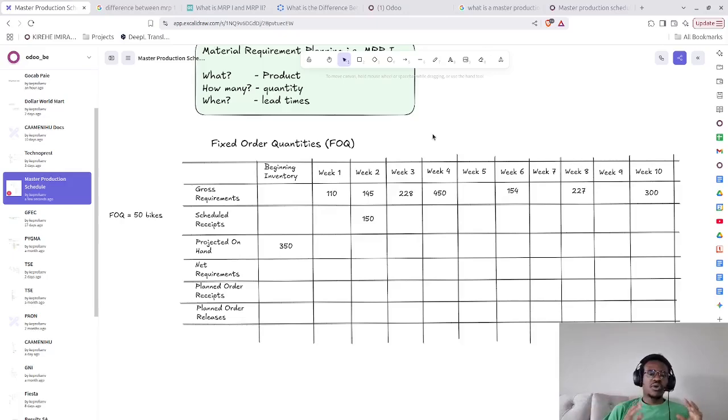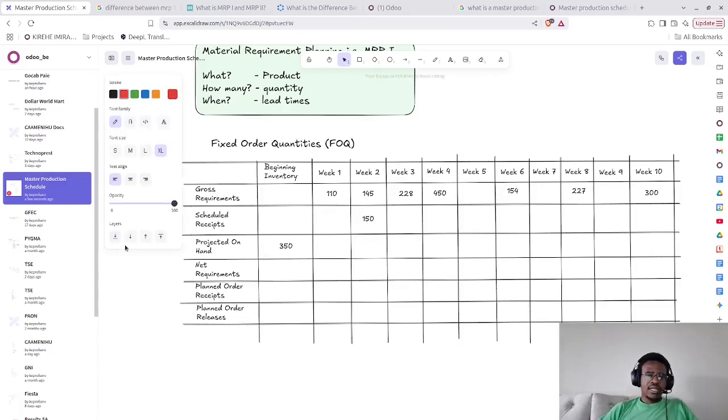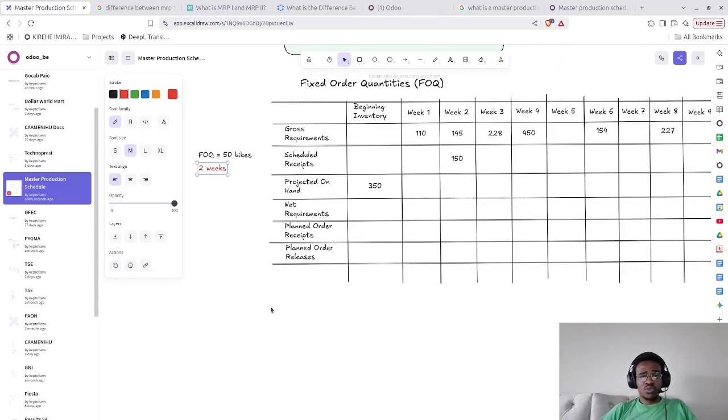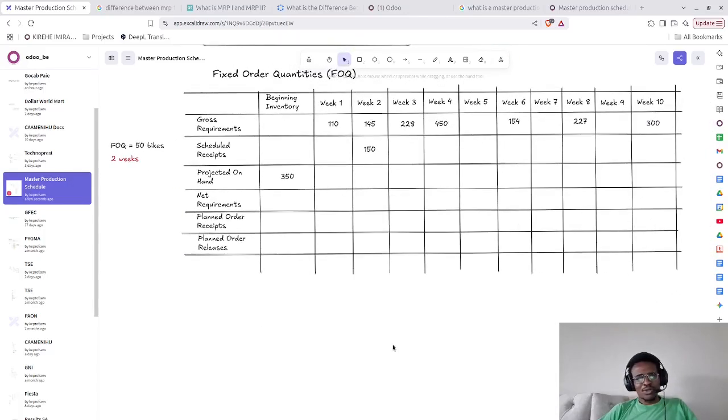So I want to take you through the fixed order quantities and how to handle that using the MPS. Let's say I'm selling bikes, and I have a fixed order quantity of 50 bikes, and I have a lead time of 2 weeks for me to get my bikes from my supplier. That's a good lead time. For those who do not know the meaning of lead time, just Google it.